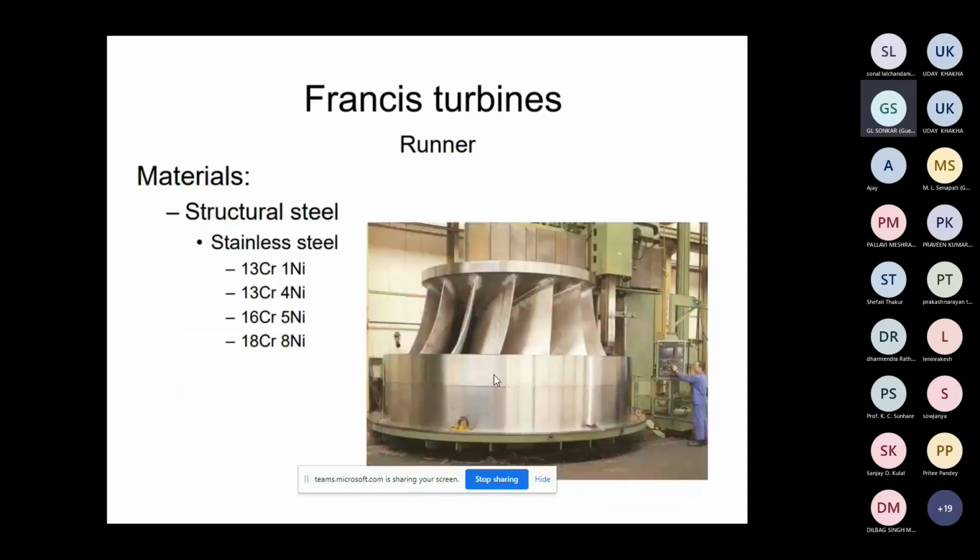This is the Francis turbine runner. Again, I told you the gap you see from here: the Francis turbine blades, exactly in front of the gap in between the two blades, your guide vanes will be there. And the material, again stainless steel. This one is also stainless steel, and your guide vane is also stainless steel. This is also Francis. This is theory.